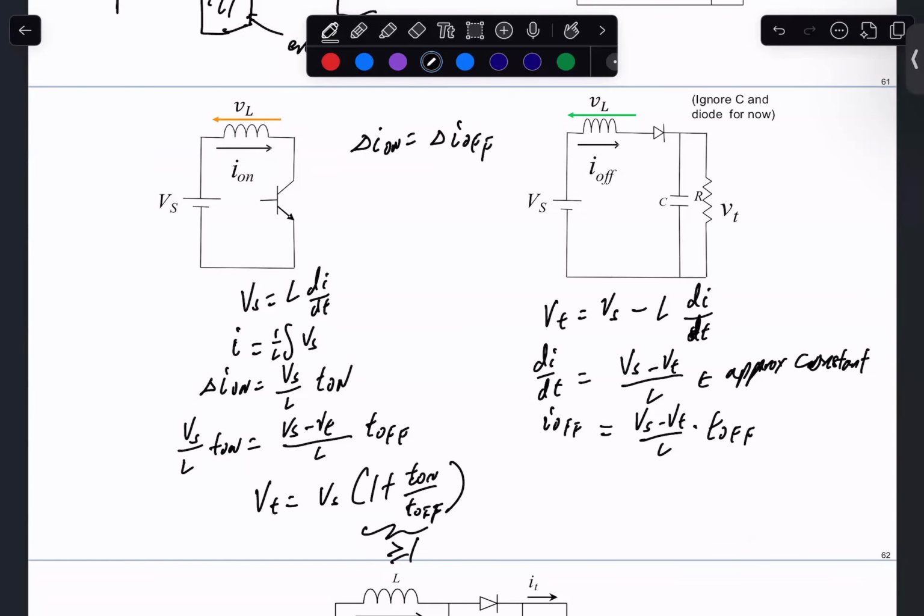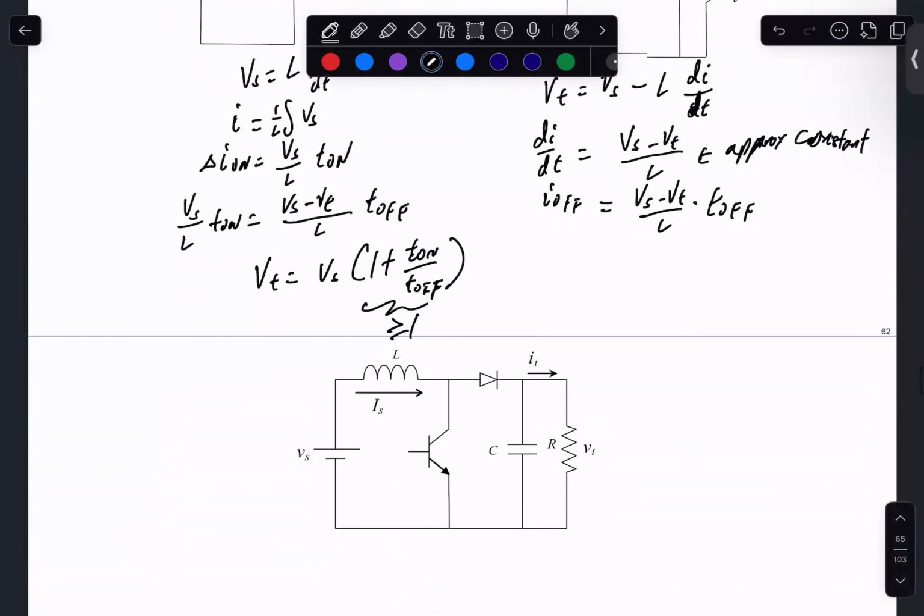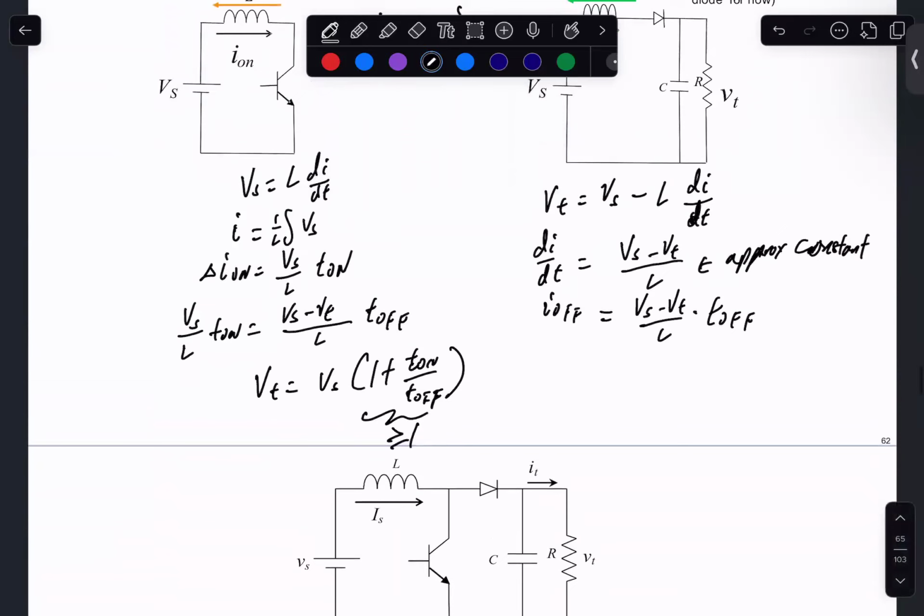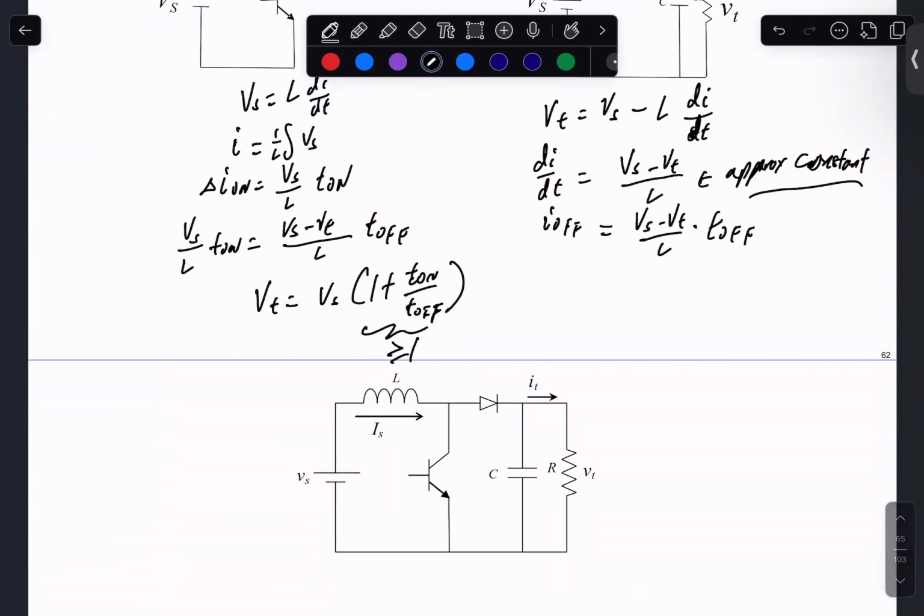All right, so what does the capacitor and the diode do? Basically, the capacitor makes this approximately constant assumption roughly correct. It holds the voltage constant. So this is again a filtering element that tries to hold the voltage constant.